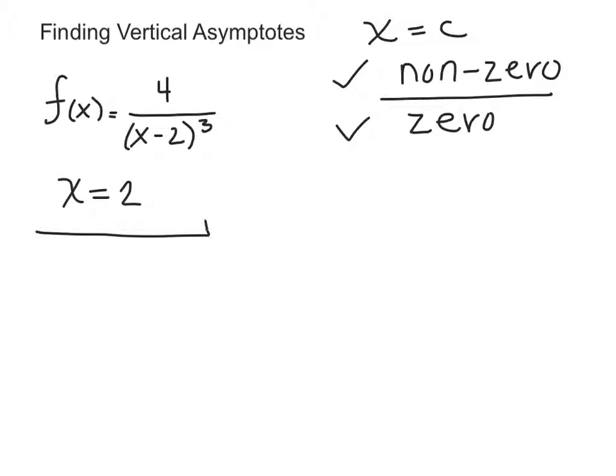So now what we do with that is take the limit coming from the left and coming from the right of 2 and see what we get.